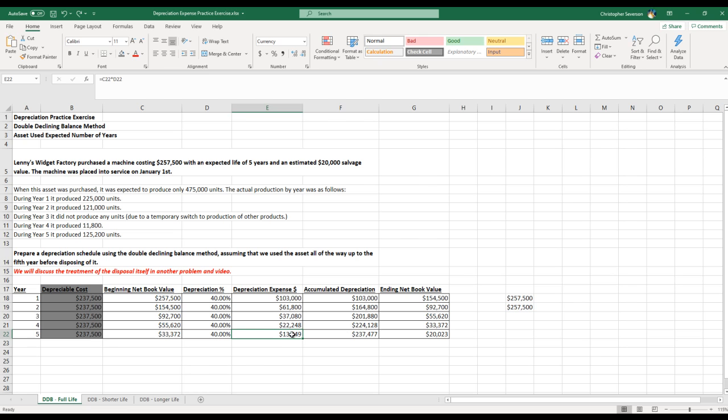So in that situation, you'd have to adjust your depreciation expense to be less. You don't want to use your normal calculation of that situation. You would have it only be $33,372 minus $25,000 to get you exactly to $25,000. Because that is the end goal. That final net book value can never drop below salvage value.